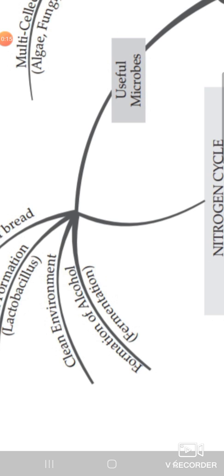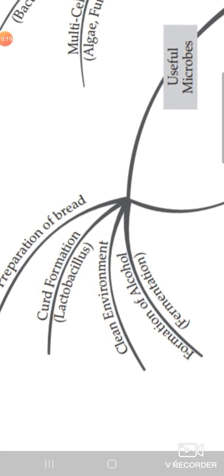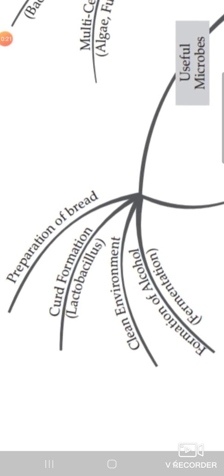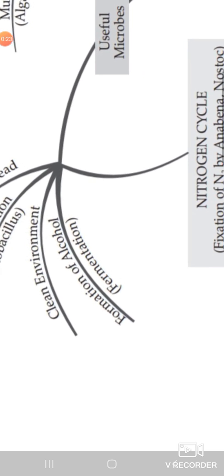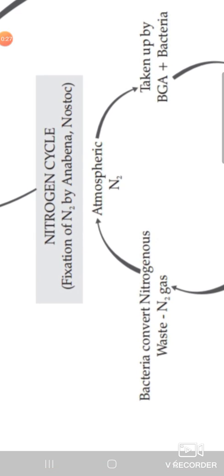So these are the usefulness of the microorganisms: preparation of bread, curd formation, cleaning of the environment, and formation of alcohol. Also, the nitrogen cycle is a very useful product of the nitrogen, dear students.